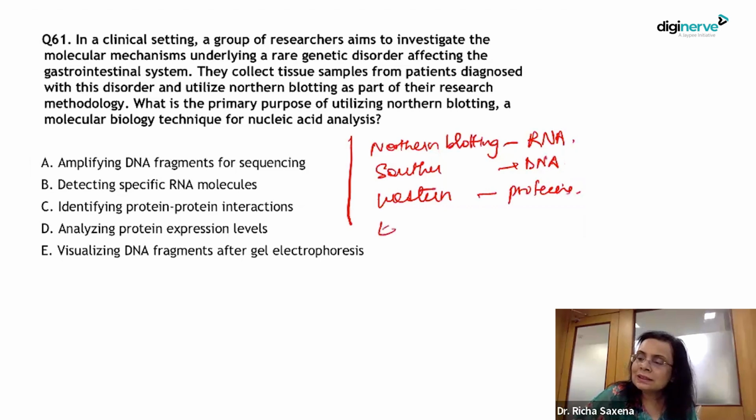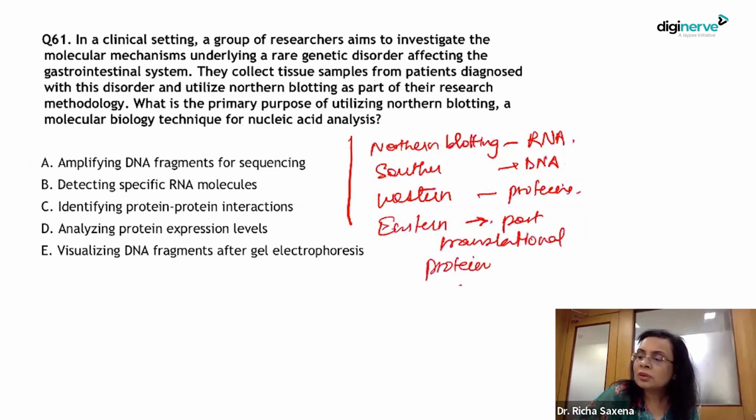And what is Eastern? Eastern is an extension of Western, so post-translational protein modifications is what is assessed through Eastern. So either of these could come as a question.